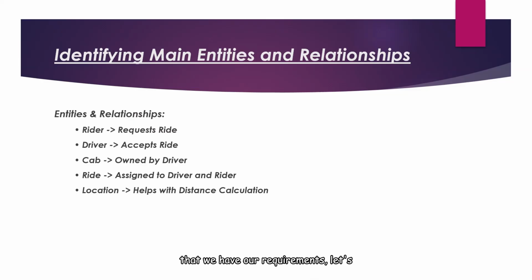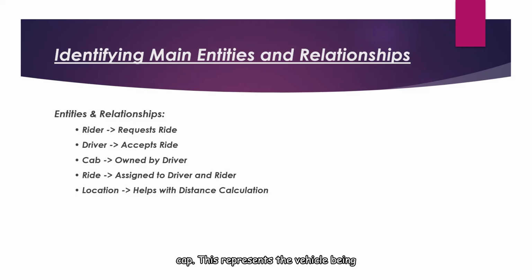Now that we have our requirements, let's identify the key entities that make up our cab booking system. The primary entities are: Rider. This entity represents the user who requests a ride. It holds information like the rider's name, current location, and destination. Driver, the entity representing the person providing the ride. It stores details like the driver's name, availability, location, and vehicle type.